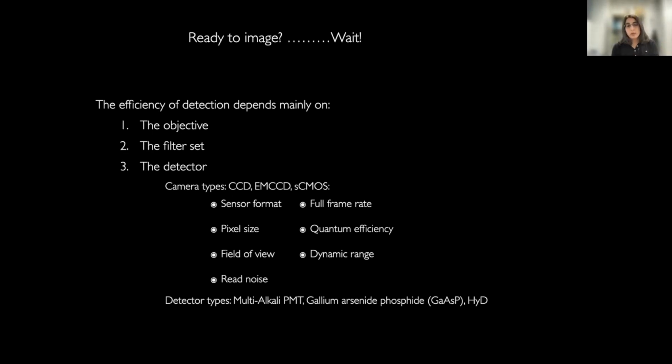Line scanning confocal systems, however, use photomultiplier tubes, typically multi-alkali photomultiplier tubes, but also the more sensitive ones, the ones that have gallium arsenide phosphide, GaAsP detectors. But there are also hybrid detectors, and a variety of them depending on whether you want to concentrate on resolution or sensitivity.